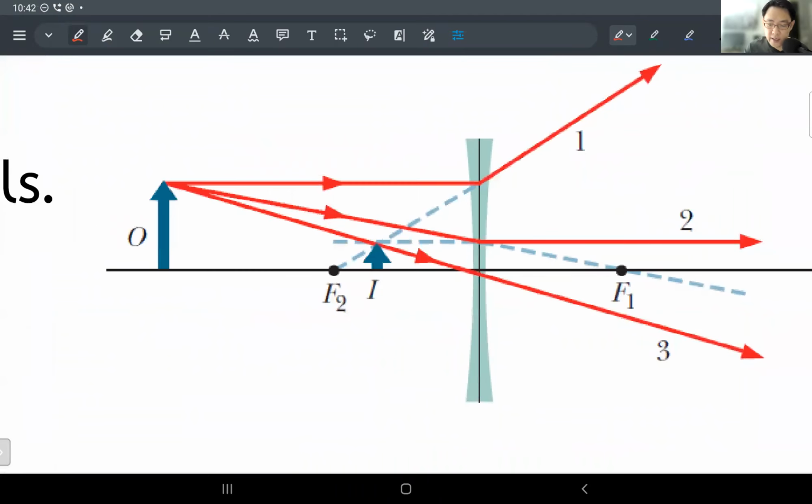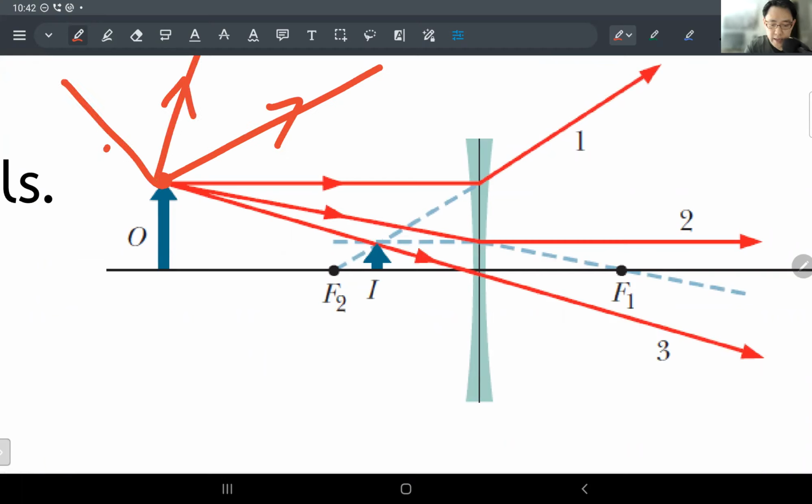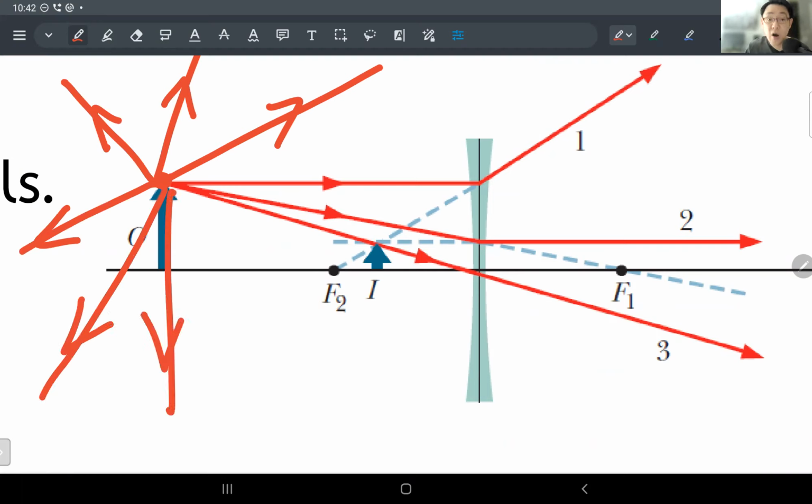So if you have a light source, and the light source probably will generate light everywhere, right? All you care about is, where does the light go? Where does the light go? Where does the light go? You can use the arrows or the rays to trace the path of the light.